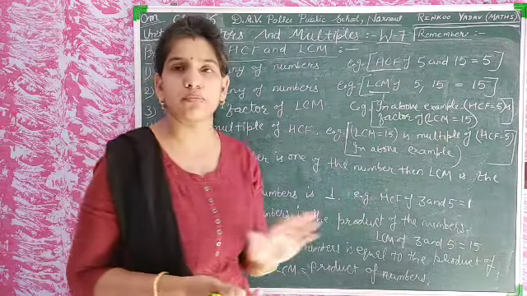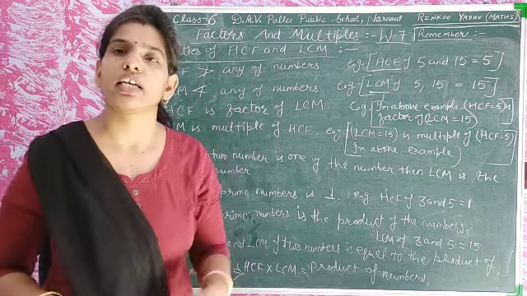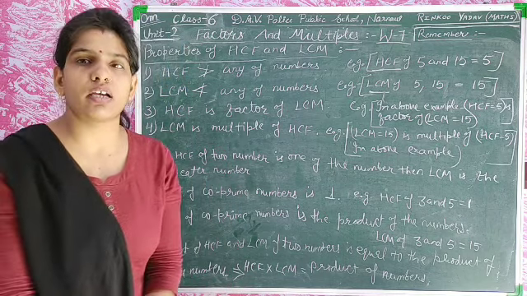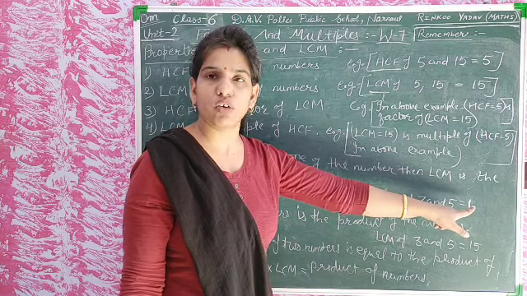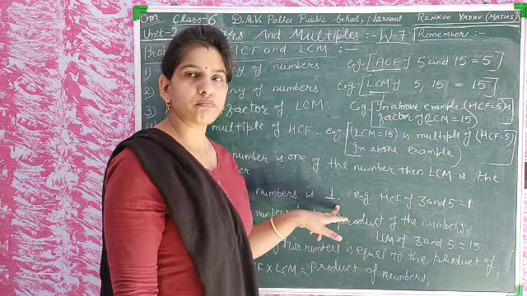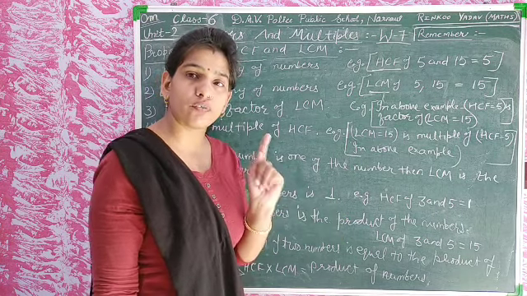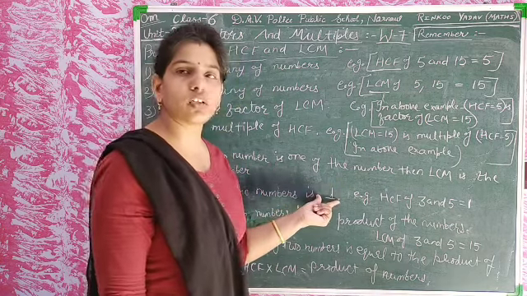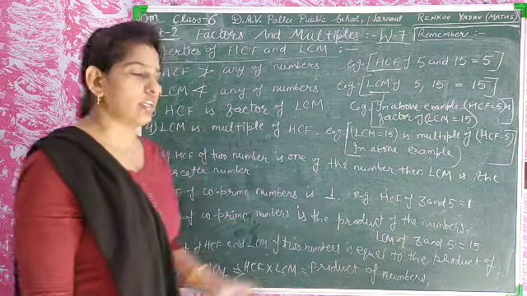HCF of co-prime numbers is always equal to 1, because co-prime numbers have no common factor between them except 1. It means there is only one common factor, that is 1. HCF is the highest common factor, and there is only one factor, 1, so it is the highest. So the HCF of co-prime numbers is always equal to 1.